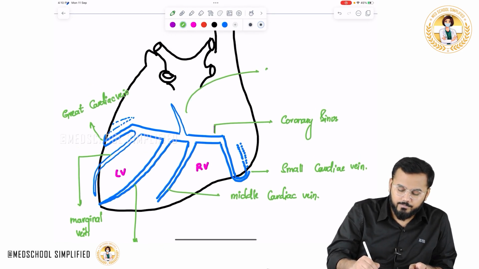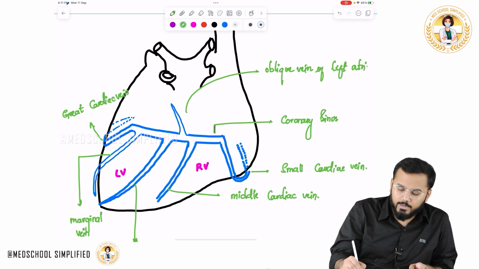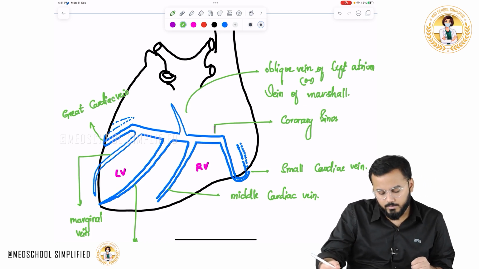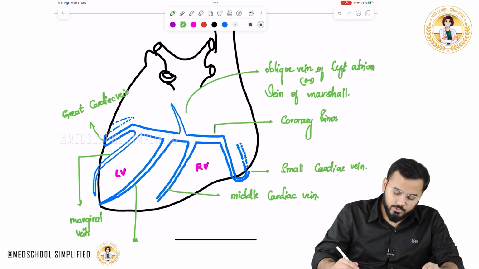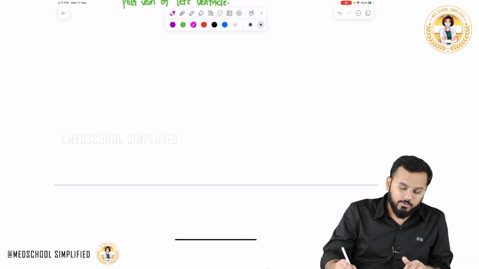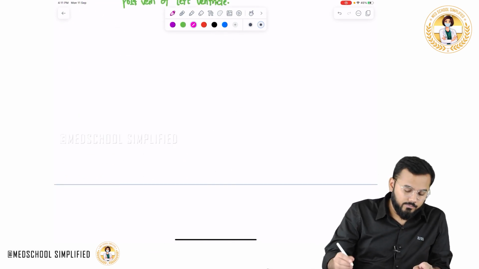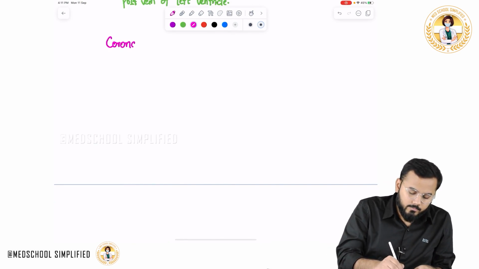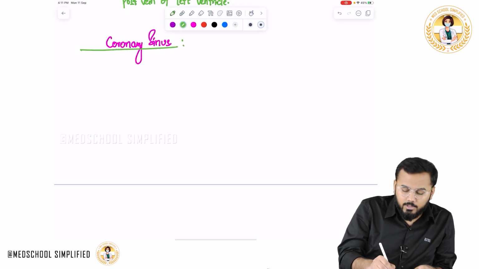So this is your oblique vein of the left atrium, or you can also call it the vein of Marshall. Okay, so these are the veins which you can see in the heart. So what we shall do now is write down the list which we have talked about here. What are the veins that are draining into your coronary sinus?